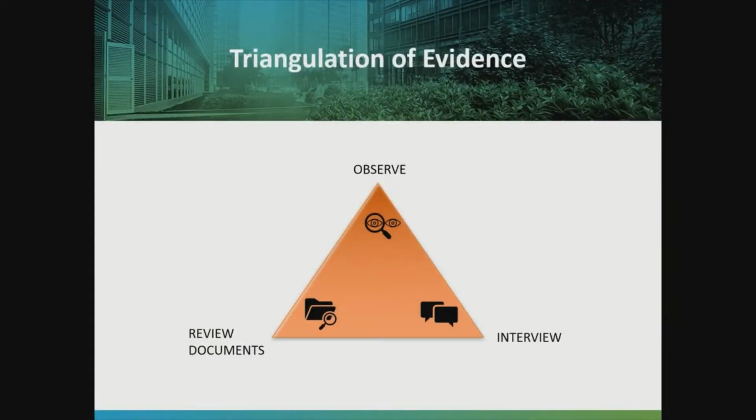Let's begin with a brief reminder. To effectively audit, you should aim to triangulate evidence. This means confirm findings using three methods: observation, interview, and review of documentation. Note, there are times when all three methods are not possible. In those cases, good practice is to aim for at least two.